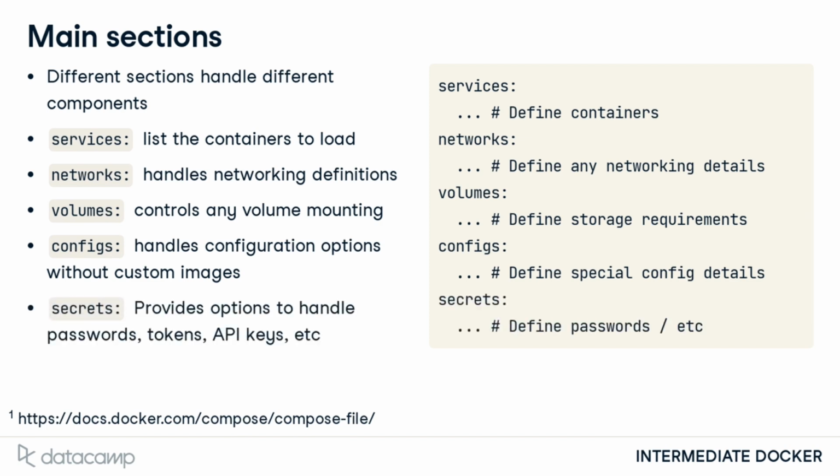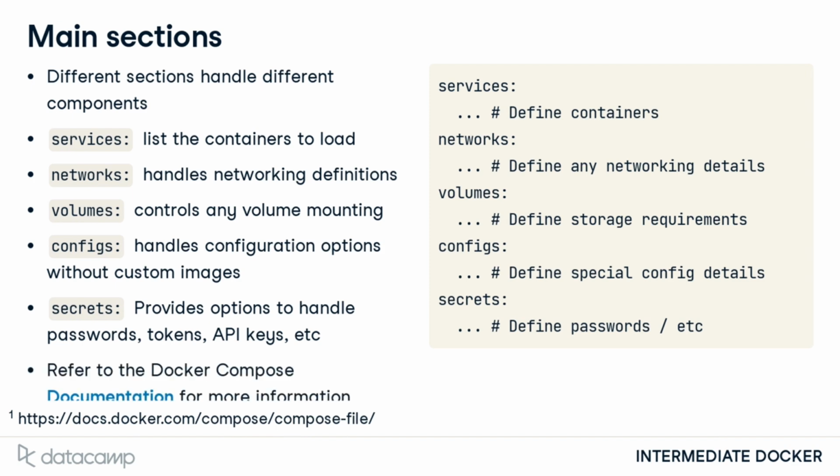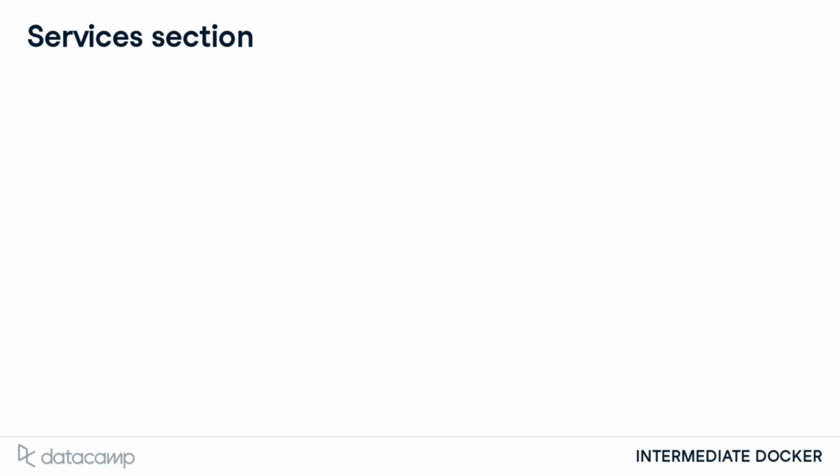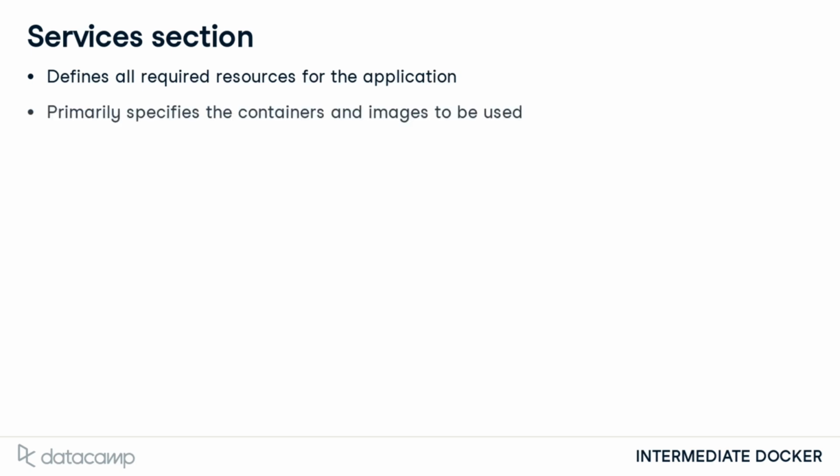Lastly, the secrets section allows the user to configure any passwords, tokens, or API keys that the application might require. We'll cover a few of these in more detail, but they are all extensively documented in the Docker Compose documentation. The section we'll be using the most is the services section. This section defines all required resources that make up the application. This specifies the containers and images, along with the various settings for each container instance.